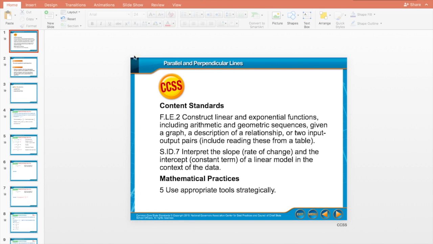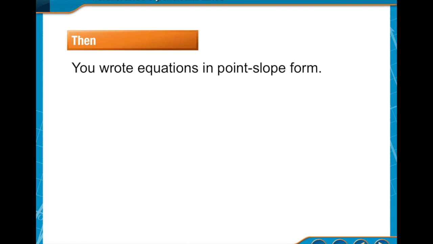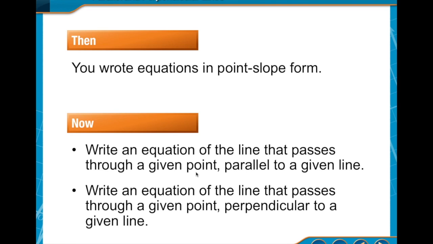So this time we're talking about parallel and perpendicular lines. These are two special cases of relationships between lines. We'll look at how they relate to each other and how we can understand those in some problems. Before, we worked on point slope form. And now we're going to be able to write an equation of a line if we know it's parallel or perpendicular. We'll be given some information, maybe a point, and then we'll be able to write those things.